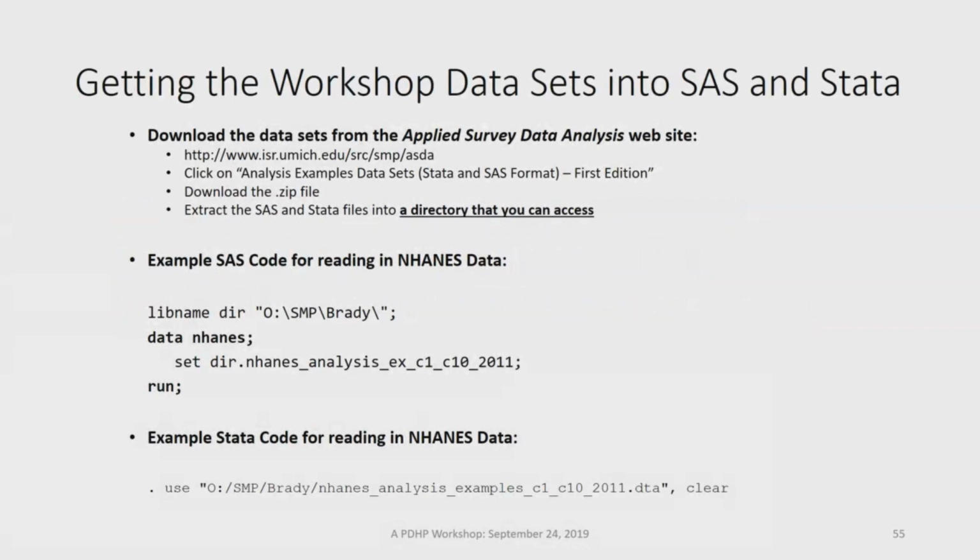If you go to the website for our book, Applied Survey Data Analysis, listed at the top of the slide, you'll see there's a link under data sets for analysis examples data sets. Just download that zip archive and save it somewhere on your machine. In it you'll find two versions of the NHANES data, one in SAS format, one in Stata format. They were also emailed to you as part of the workshop.